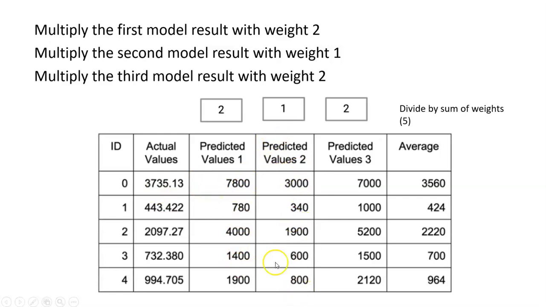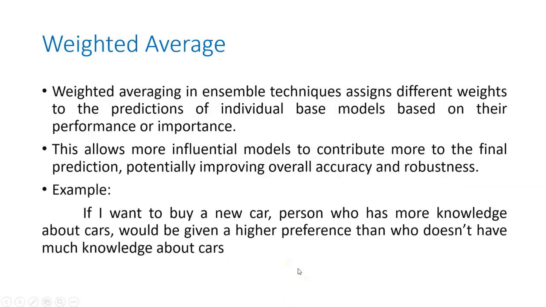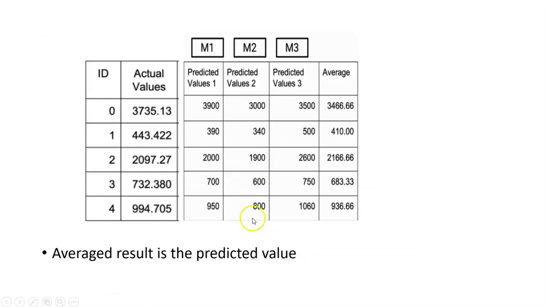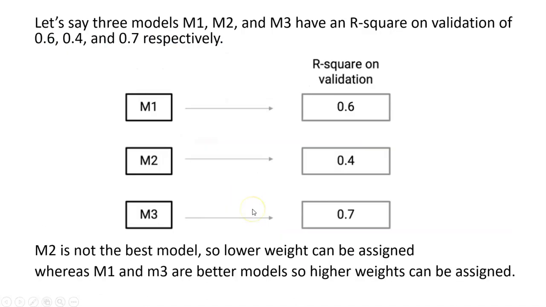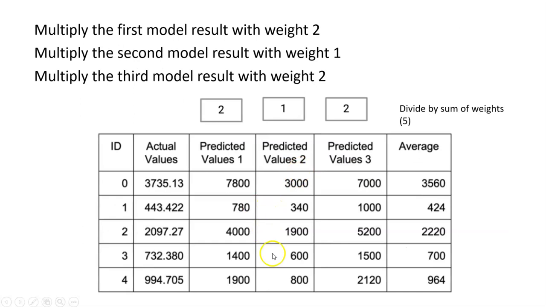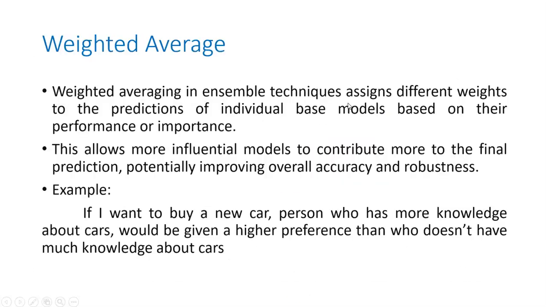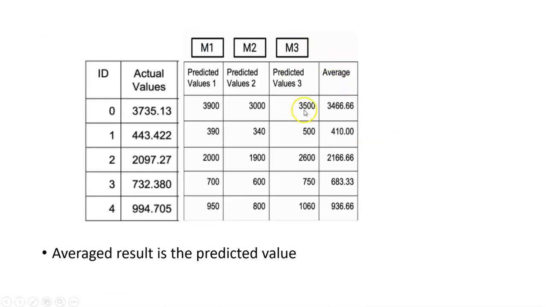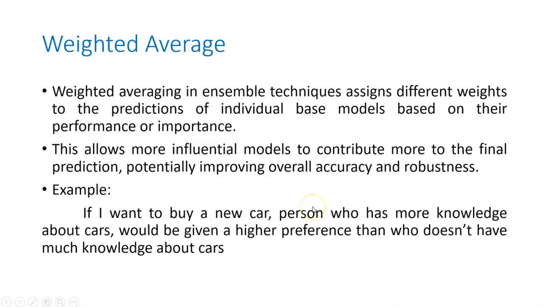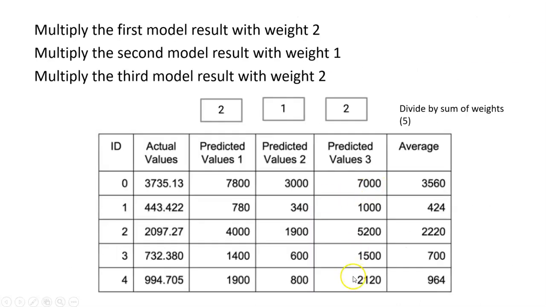For model 2, the weight is 1, so there is no change in the values. You can see the same column is repeated here. Similarly, for the predicted value 3, we have assigned the weight 2. So the model 3 values, 3500, 500, 2600, everything should be multiplied by 2.